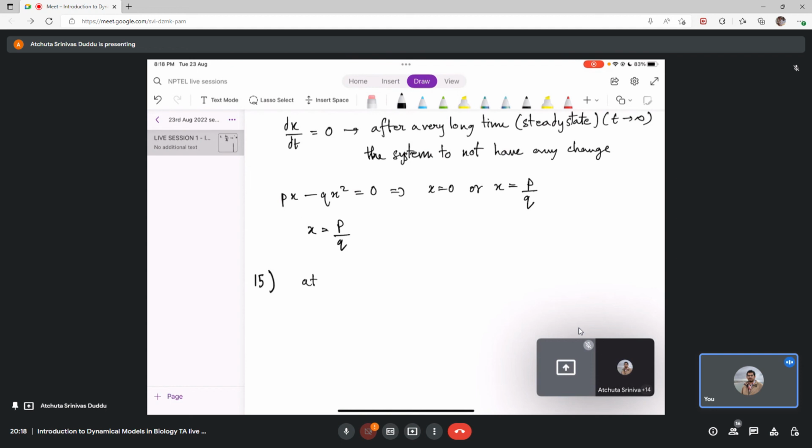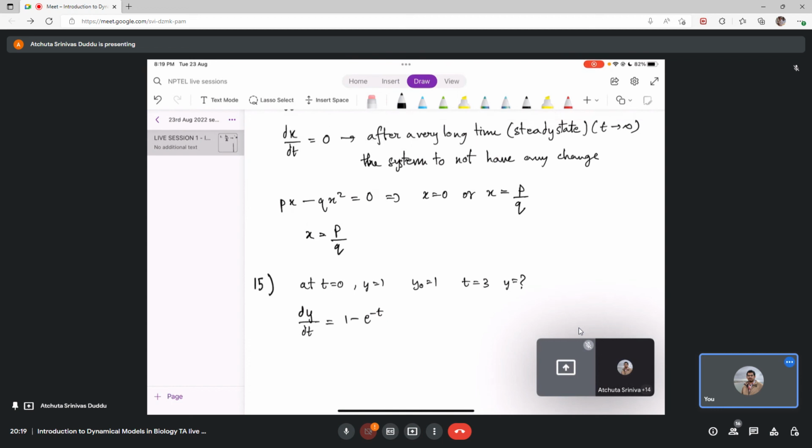At t equal to 0, y equal to 1, that is y naught equal to 1. At t equal to 3, we need to calculate y. So dy by dt is given as 1 minus e power minus t. It's easier to solve it directly.